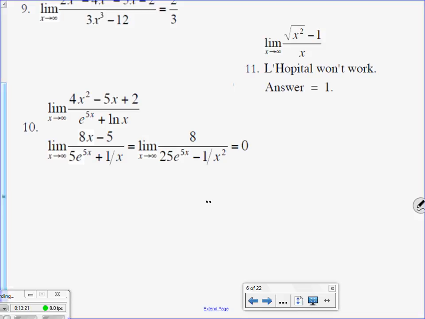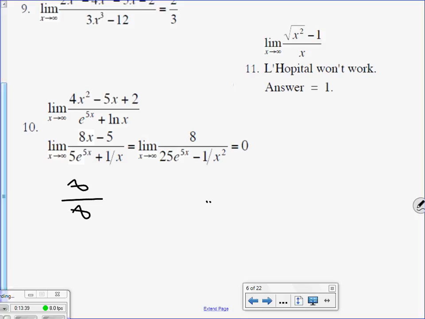You try again, right? So, as x approaches infinity, the numerator, 8 times infinity minus 5, is heading toward infinity. And the denominator, it's like infinity plus 0, that's still heading toward infinity. So we have to do it again. We have to apply L'Hopital's again.